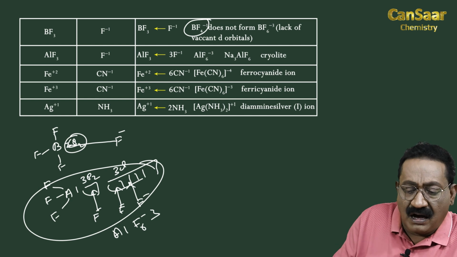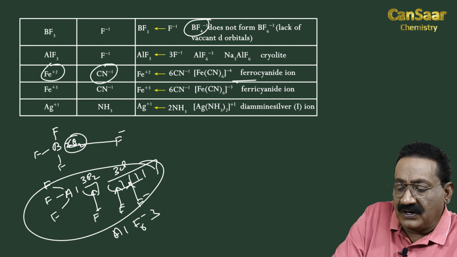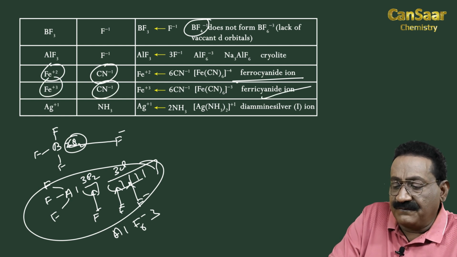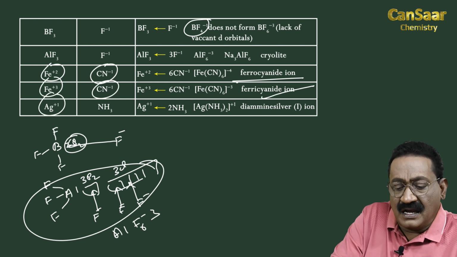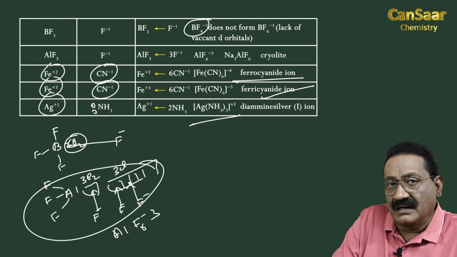Likewise, ferrous ion with 6 cyanide ions, electron pair donors, we have ferrocyanide. Ferric ion with 6 cyanide ions, we have ferricyanide. Silver ion with ammonia forms silver diamine, Ag(NH3)2+, that is the diamine silver ion complex.